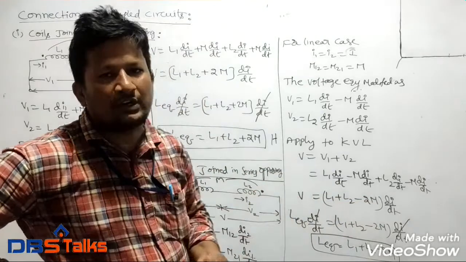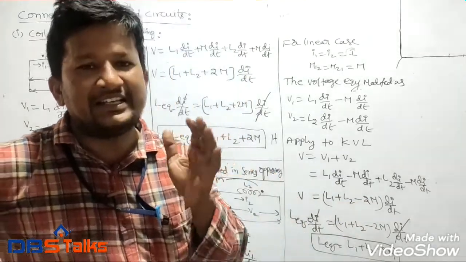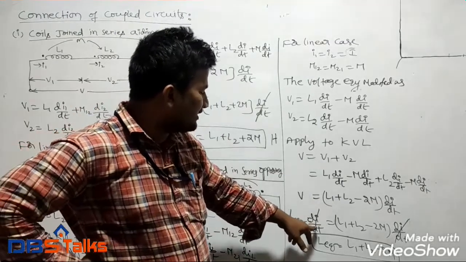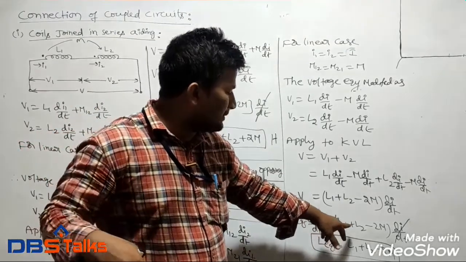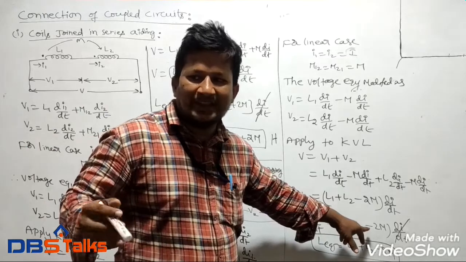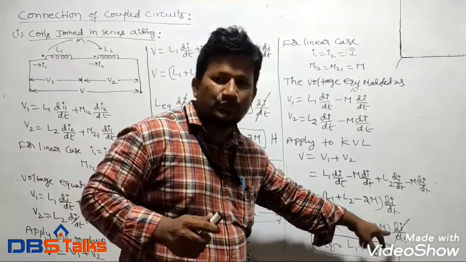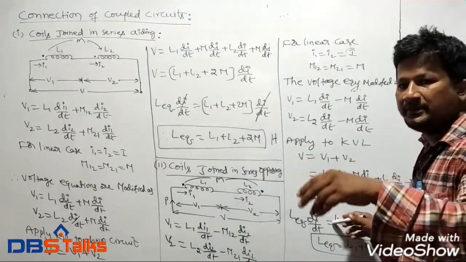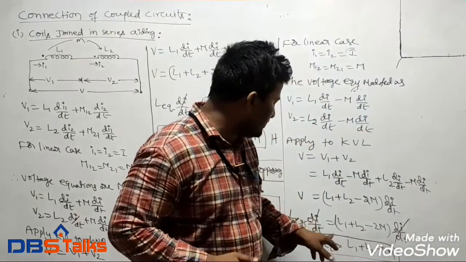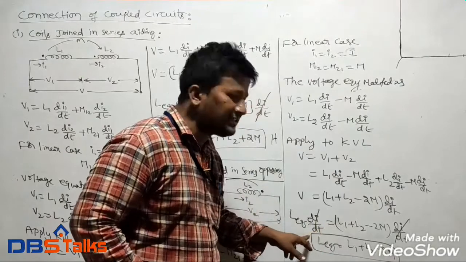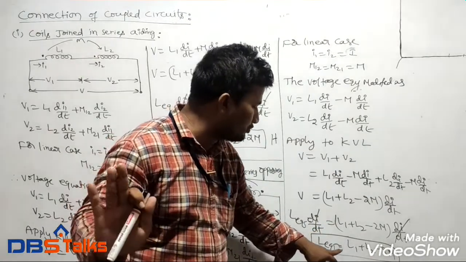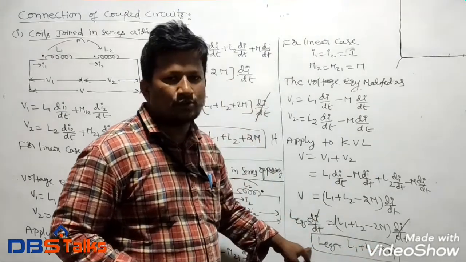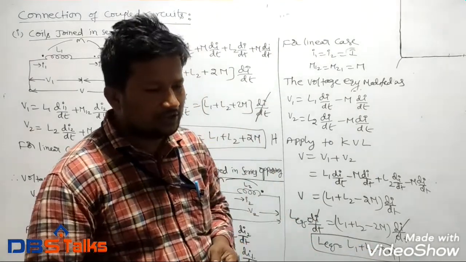And we know that total voltage V is equal to L equivalent dI by dt. So L equivalent dI by dt equals L1 plus L2 minus 2M into dI by dt. So therefore the dI by dt must cancel each other. Therefore L equivalent is equal to L1 plus L2 minus 2M. So this is also most important for 2 marks and competition exams also.